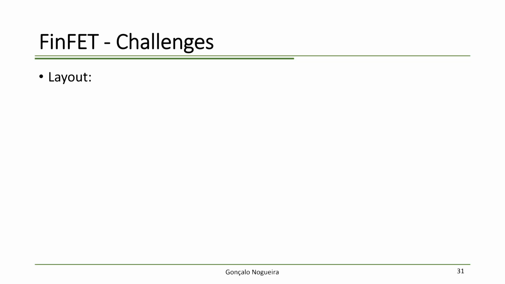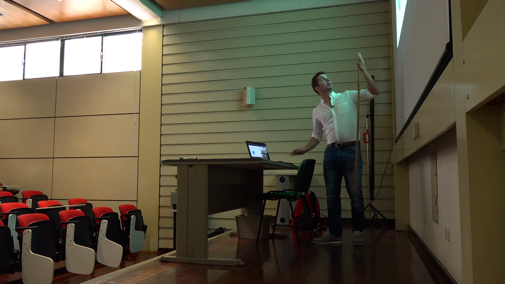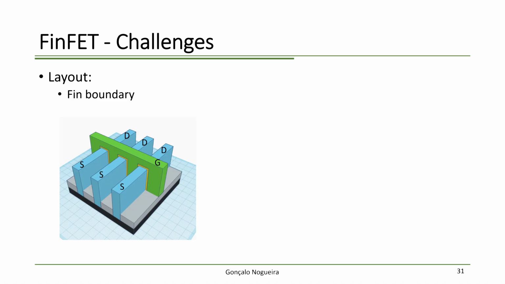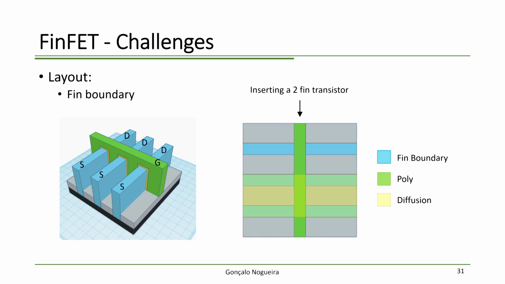First of all, when you're placing the transistors down, you have a fin boundary, and you need to follow that fin boundary. Like I told you, you've got the fins here, and when you imagine placing a 2-fin transistor down, the way it looks is more or less like this. You can't put it in between the fins because they are defined, and you need to follow the fins that are placed down.